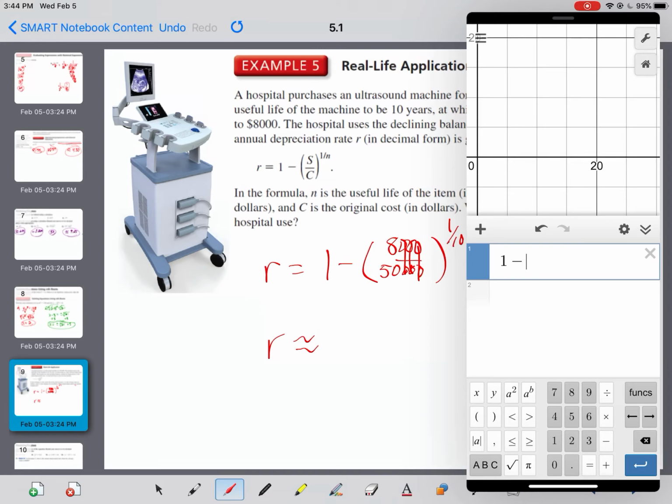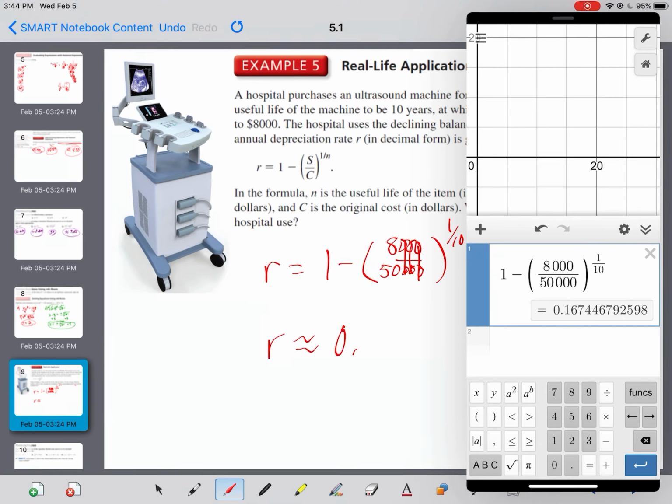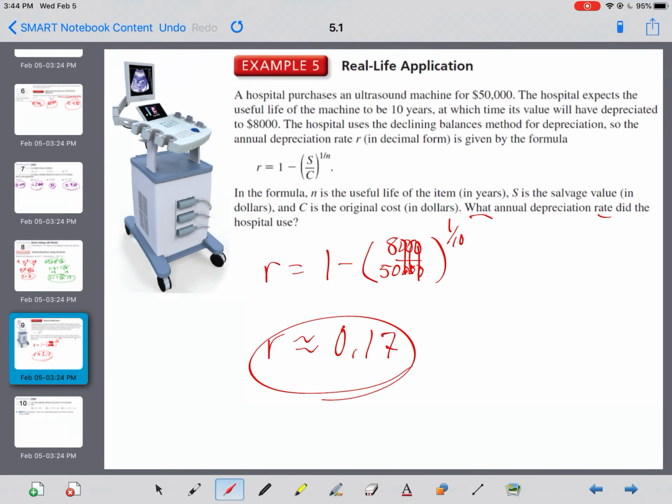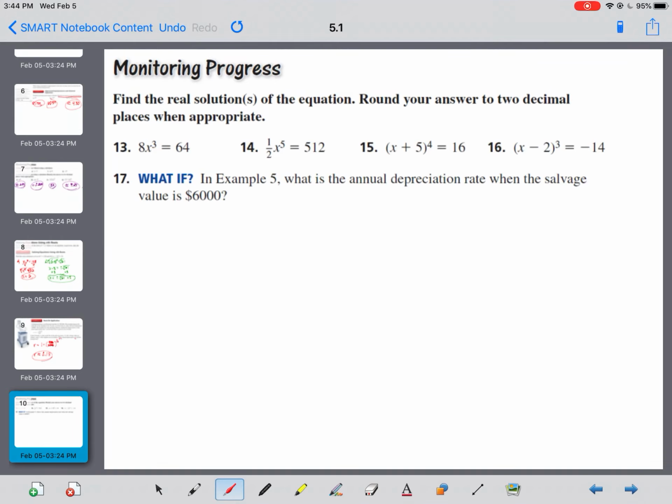So let's do it. 1 minus parenthesis 8 divided by 50, to the 1/10. So 0.17 if we're rounding to 2 decimal places. They didn't tell us where to round, so we can pick that many. But that's this rational root stuff. The fractional ones are roots. The denominator is the root you do. The numerator is the exponent.